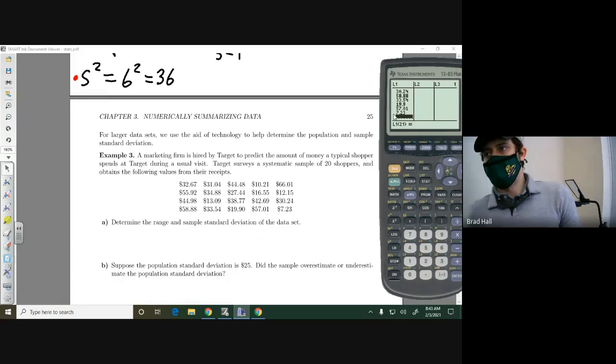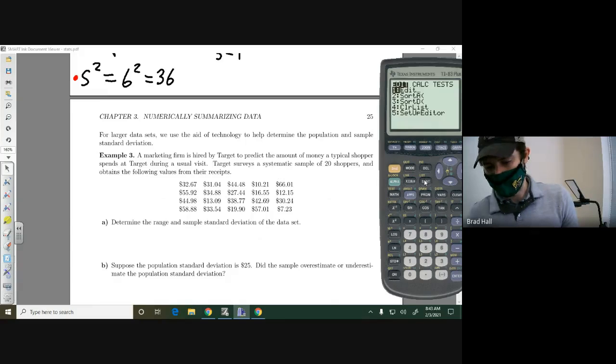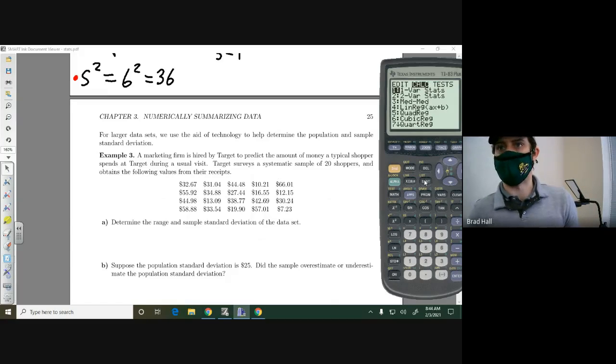Type all the values in. You would figure out the standard deviation and range the same way you would the mean. It's the same process. So after we do that, we can quit out, go back to stats, and move over to the one variable statistics that we found in the previous section. Keep pressing enter until stuff pops up.